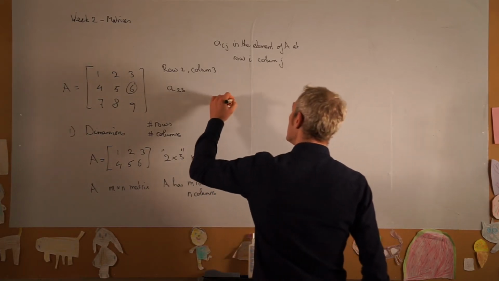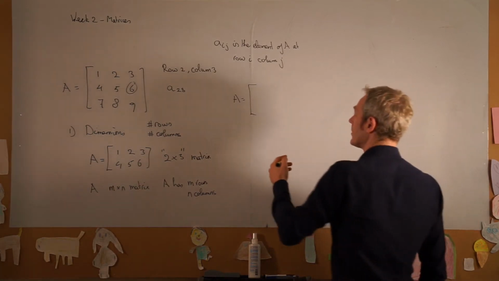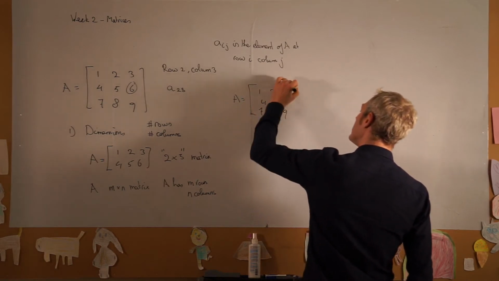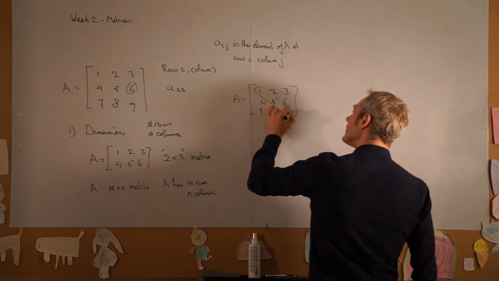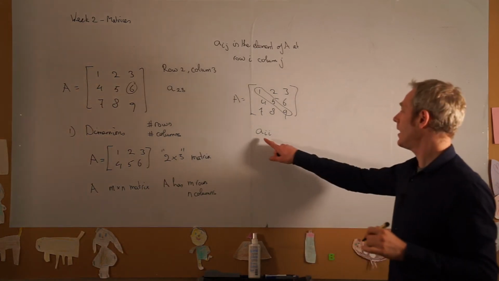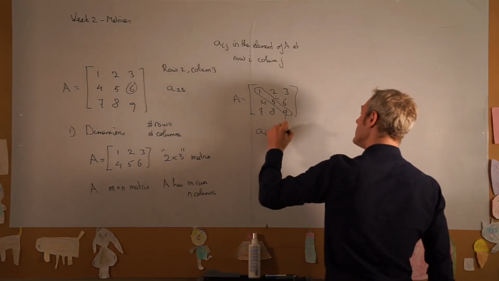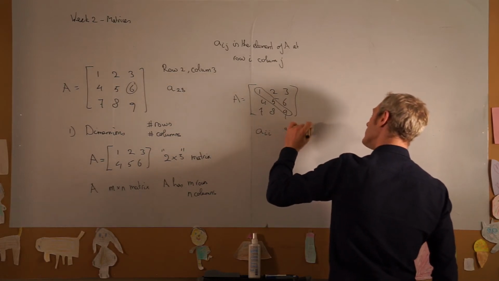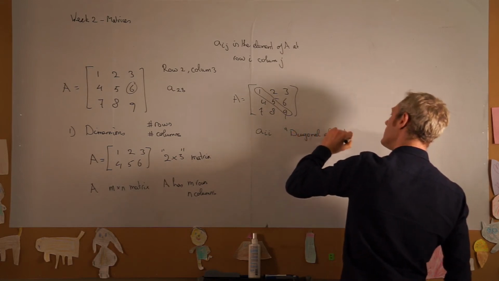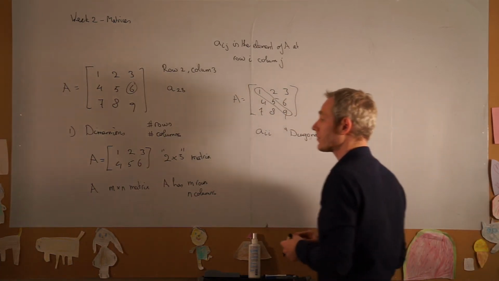Now, if we have, for example, a square matrix, and the same matrix, 1, 2, 3, 4, 5, 6, 7, 8, 9, the elements here can be referred to as Aii, so A11, A22, A33 are the diagonal elements. And this set of numbers is also called the main diagonal.